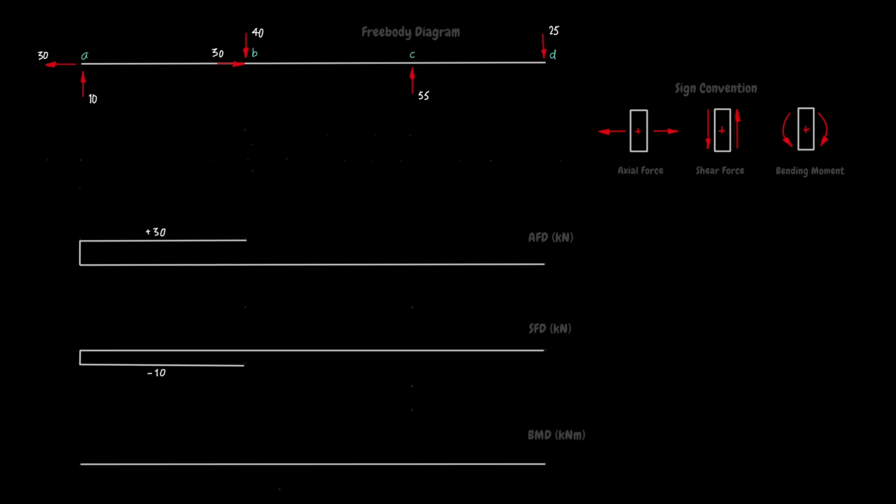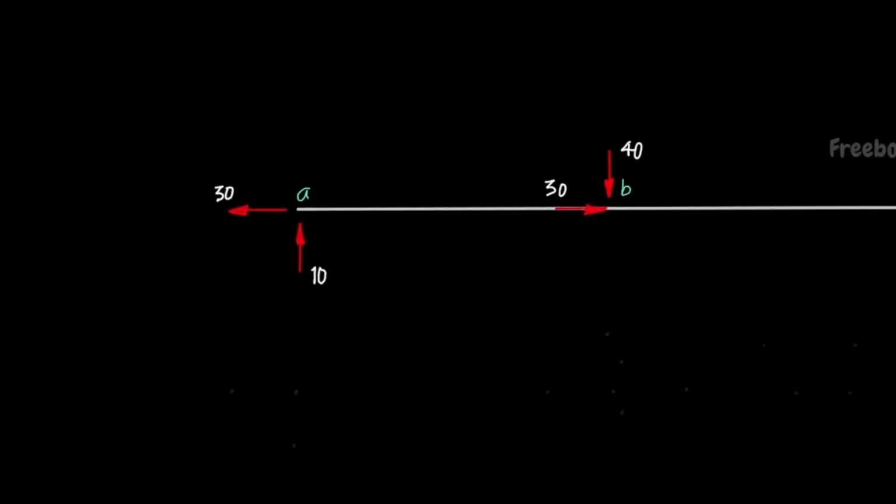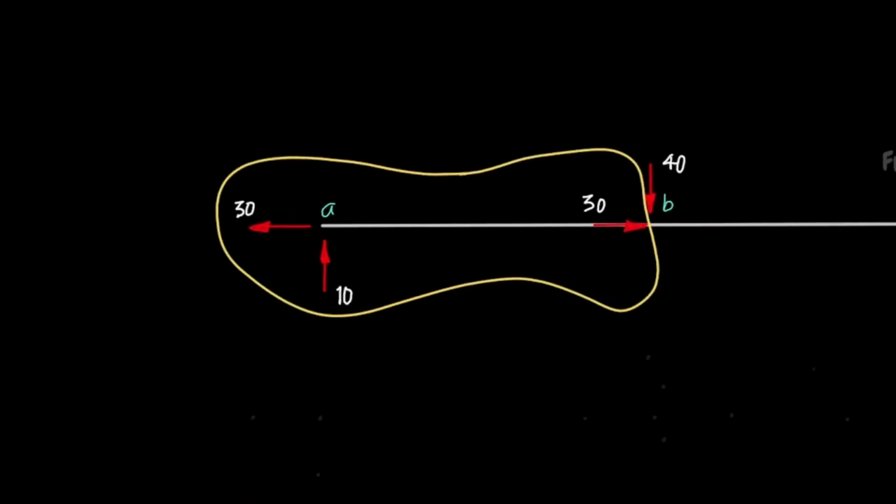Next, we need to find out what's happening at B. Draw a free body diagram bubble that cuts the beam just to the left of B. Whoa, not so fast. Is that the best we can do? Pause the playback and have a think about it. I hope you've concluded that the free body diagram bubble shown is suboptimal.